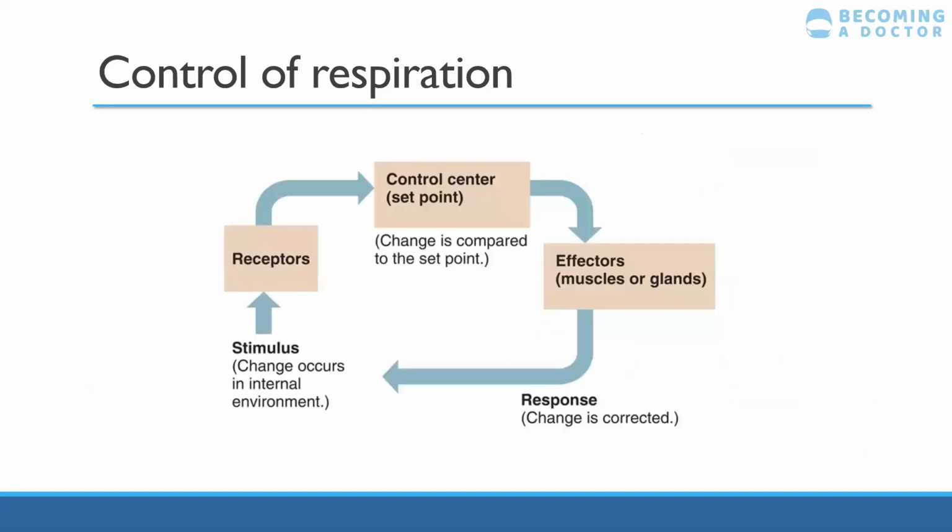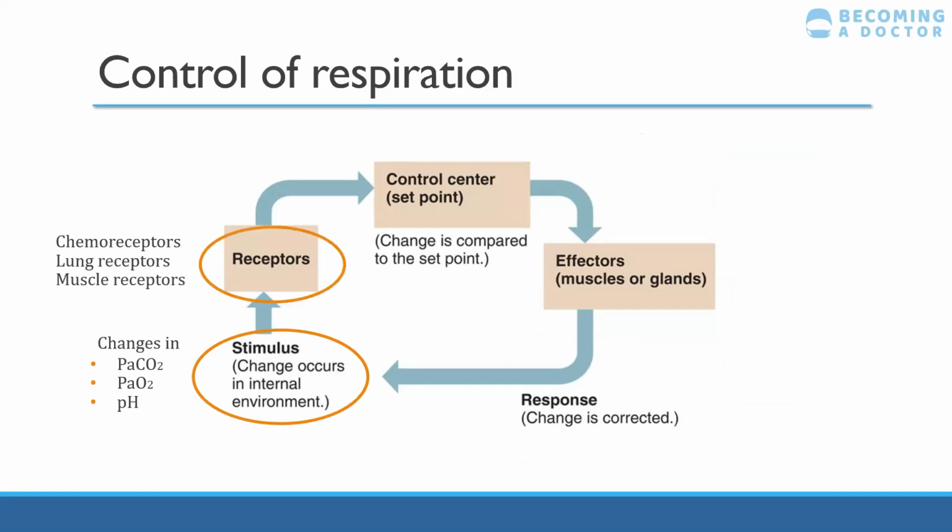So all these together set up a little negative feedback loop. So you'd have a stimulus in your internal environment. For example, you might get a change in CO2 levels in the blood, and that would cause a change in pH. And this is detected by receptors like chemoreceptors. You also have lung receptors telling the respiratory centers about what the lungs are doing, and also muscle receptors, for example, if you're exercising, that are detecting that movement and sending that to the respiratory centers.